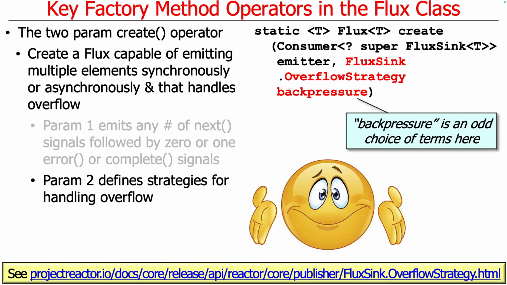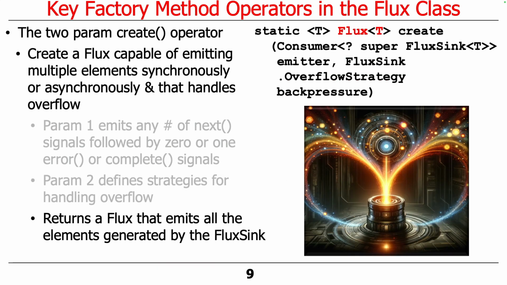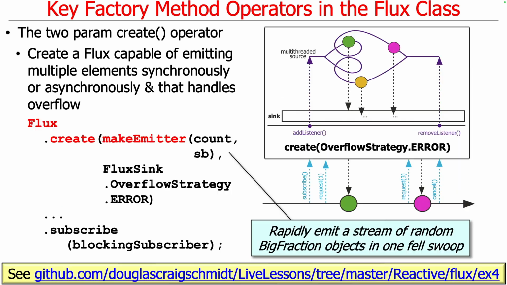Back pressure is a very strange choice of the name for this parameter because it's not really back pressure. It's really the overflow strategy. There is no back pressure, really. So back pressure would have to be done through other means. I don't know why they called it back pressure. They should have called it overflow strategy. And this returns a flux that emits all the elements that are generated by the flux sink.